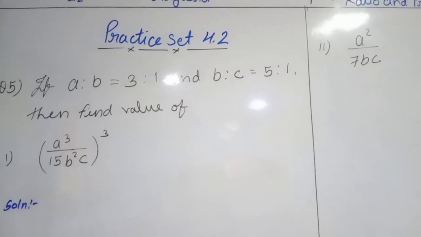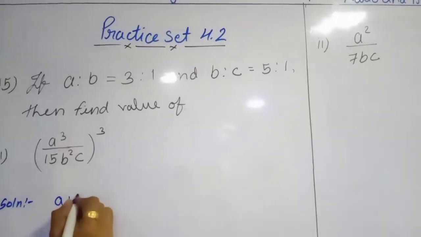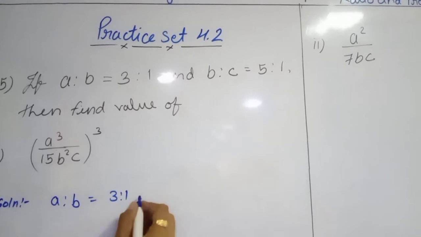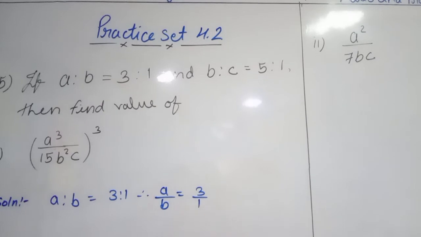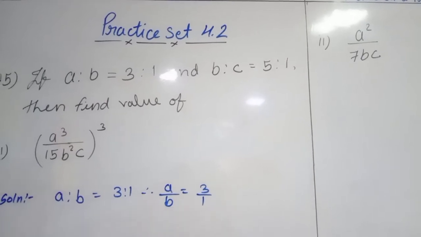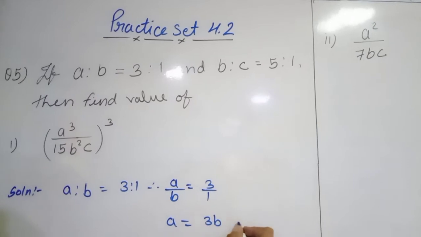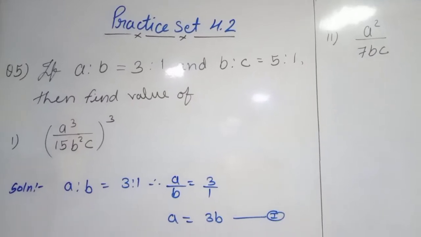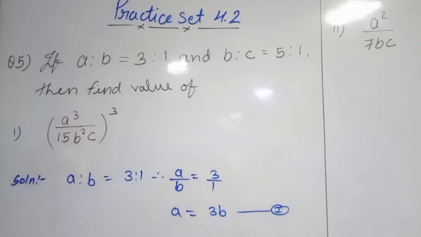First, we have A is to B equal to 3 is to 1. That means A upon B is equal to 3 upon 1. Do the cross multiplication: A is equal to 3B. That is equation number 1. 1 into A becomes A, B into 3 becomes 3B.